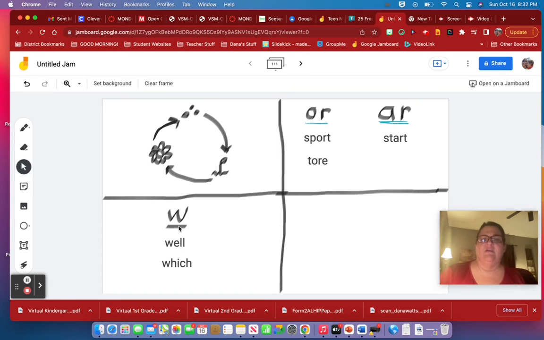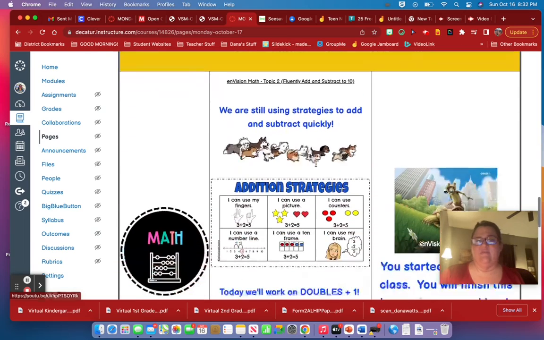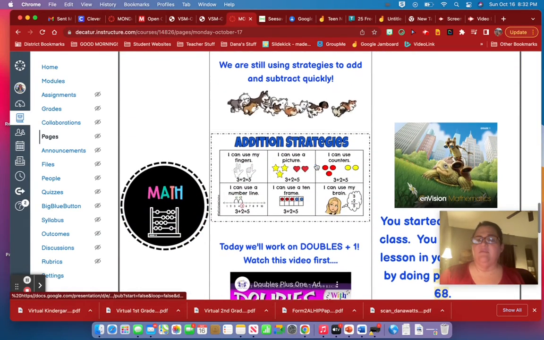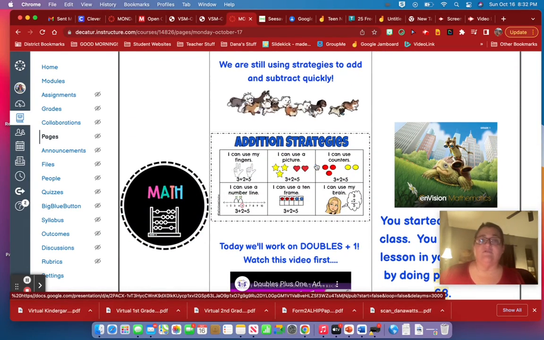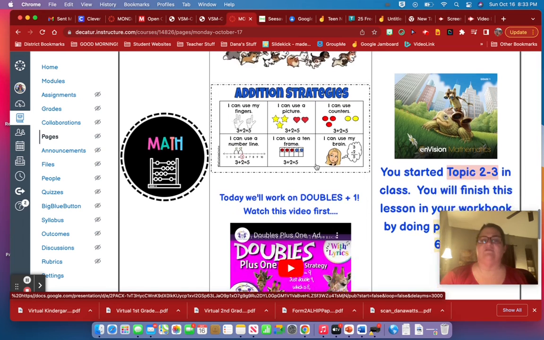Okay? And then in the last box, let me jump back to Canvas so you can see that we're going to do just a quick thing with math, because last week you worked on doubles, and this week we're going to work on doubles plus 1. Doubles plus 1. And remember, all of these strategies are just to help us to be able to do math quickly in our head and to be able to figure out problems in our head. These are mental math strategies.